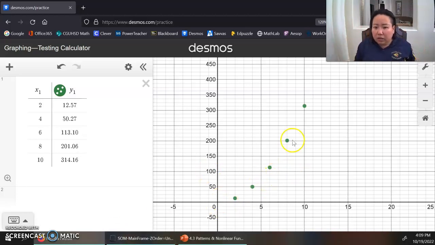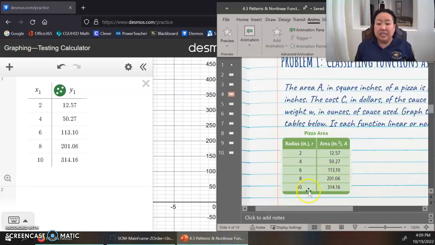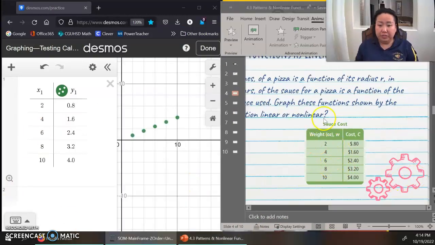So does this look like a straight line to you, or does it look like a curve? Okay, so based on our graph, those points are actually creating a curved graph. And so our first data set is non-linear. Okay, all right. So now let's see our second data set.